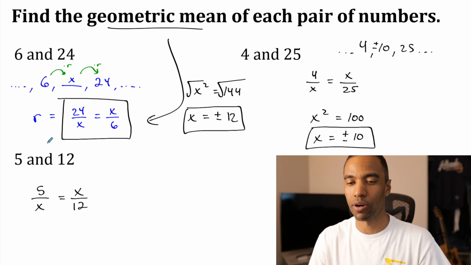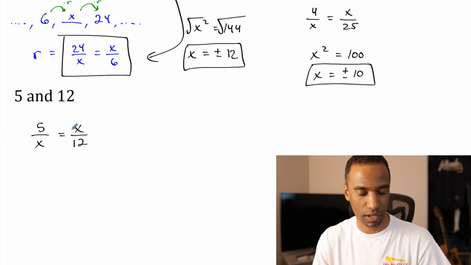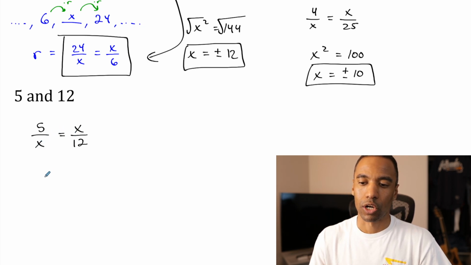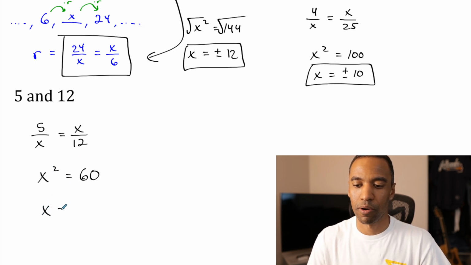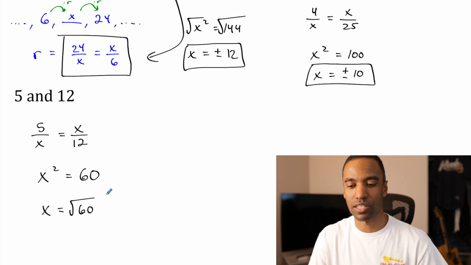So this is the proportion we're going to keep setting up for geometric means, okay? Cross multiply, you get x squared equals 60. 12 times 5 is 60. Take the square root of both sides. You get the square root of 60. It's not a perfect square.